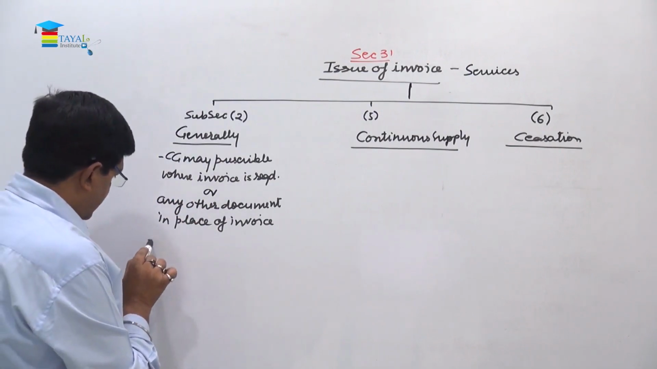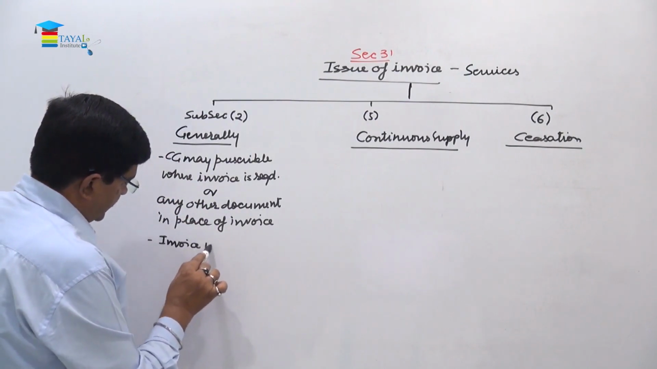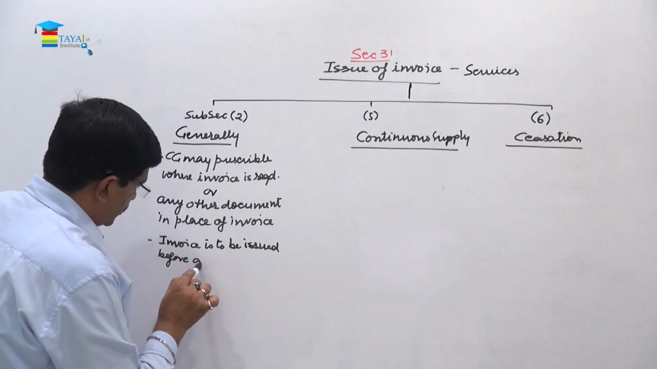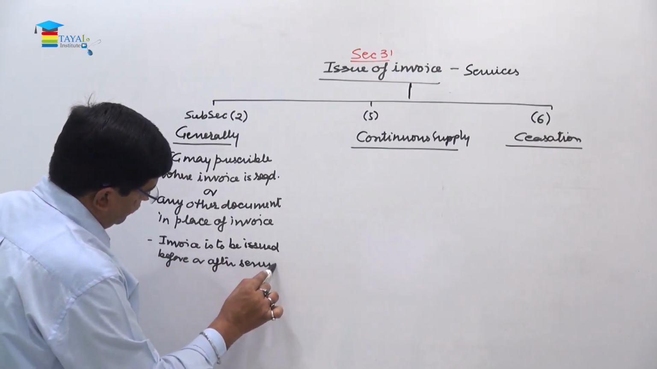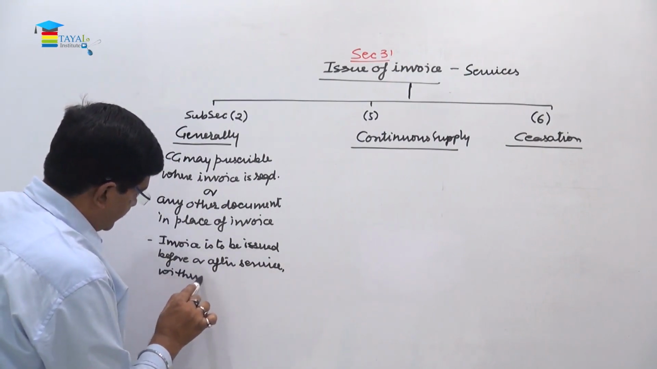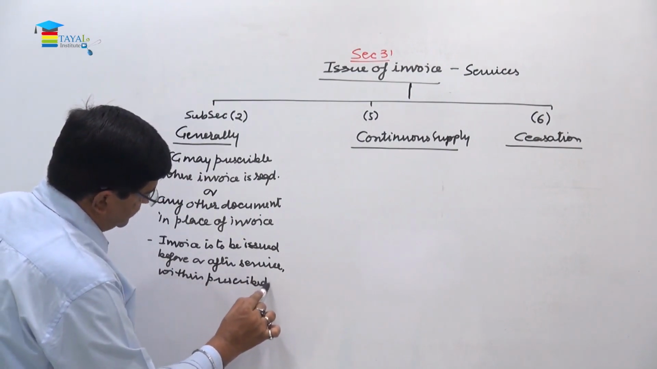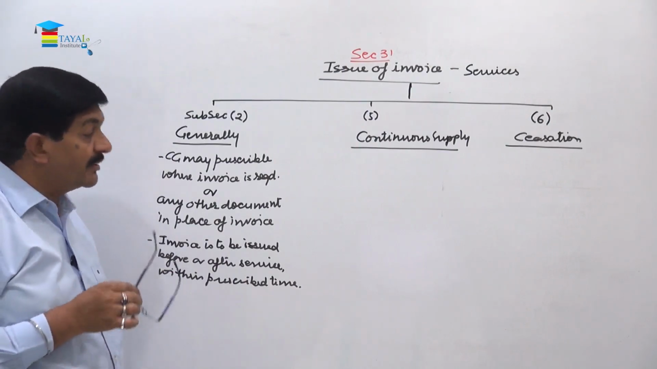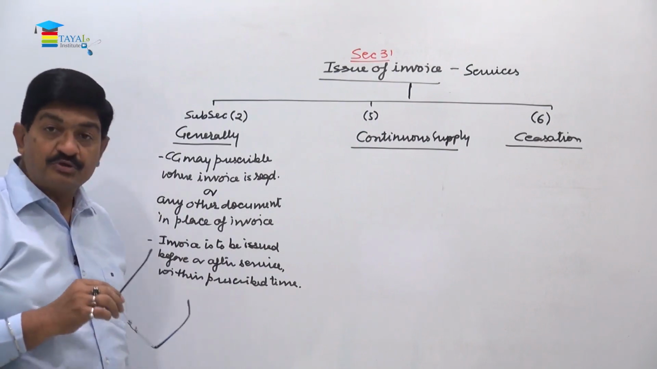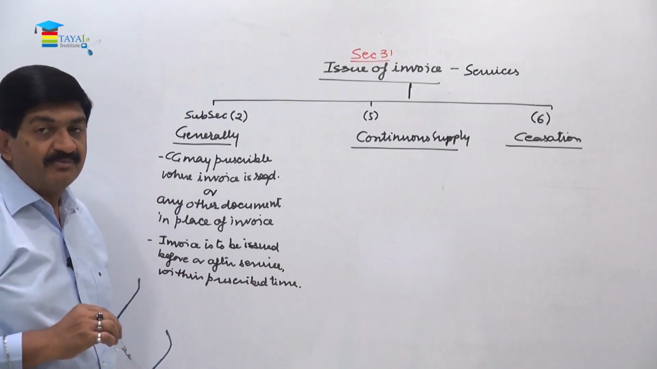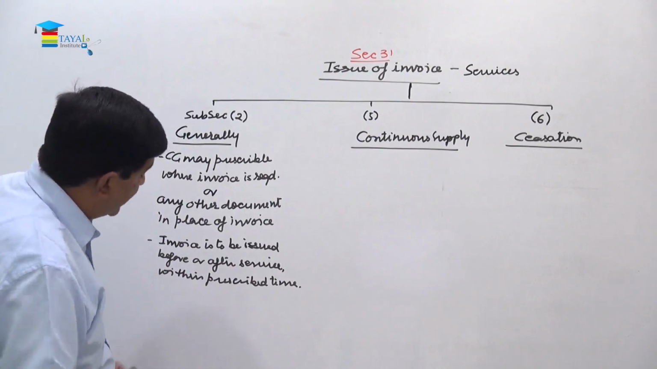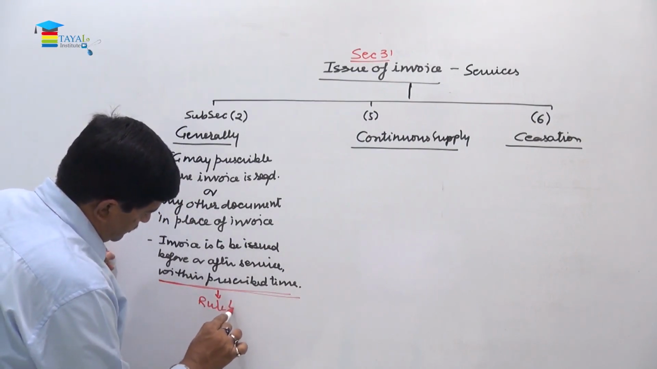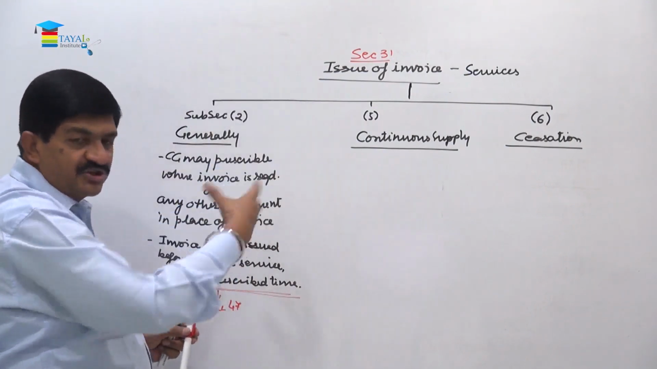And now it further says, invoice is to be issued before or after service, but within prescribed time. So first of all, where the invoice is required, where invoice is not required, that will be prescribed by the government. Number two, any other document in place of invoice is also acceptable, that is also going to be prescribed by the government. And then comes invoice is to be issued either before or after the provision of service, but within the prescribed time. Now this prescribed time, for this we will go to rule number 47. Rule number 47. So once we have completed this chart, then I will come to rule number 47.